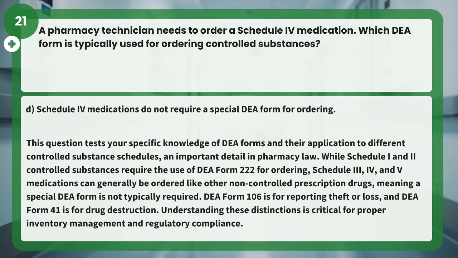Answer D. Schedule IV medications do not require a special DEA form for ordering. This question tests your specific knowledge of DEA forms and their application to different controlled substance schedules, an important detail in pharmacy law. While Schedule I and II controlled substances require the use of DEA Form 222 for ordering, Schedule III, IV, and V medications can generally be ordered like other non-controlled prescription drugs, meaning a special DEA form is not typically required. DEA Form 106 is for reporting theft or loss, and DEA Form 41 is for drug destruction. Understanding these distinctions is critical for proper inventory management and regulatory compliance.